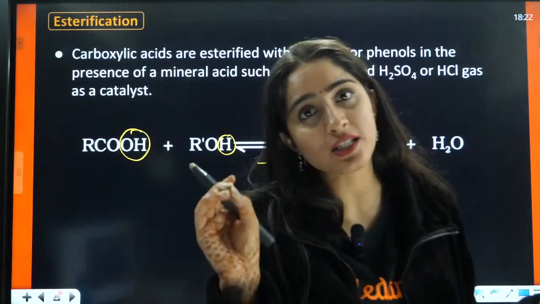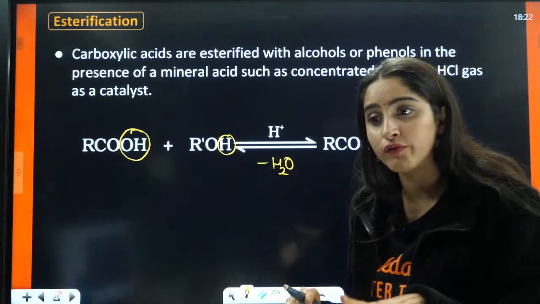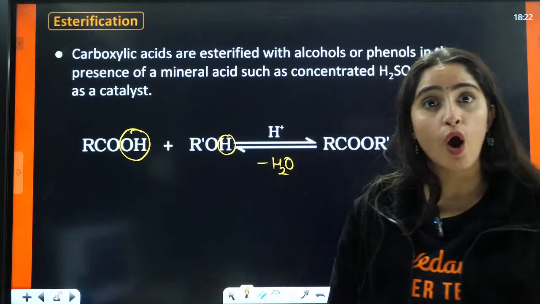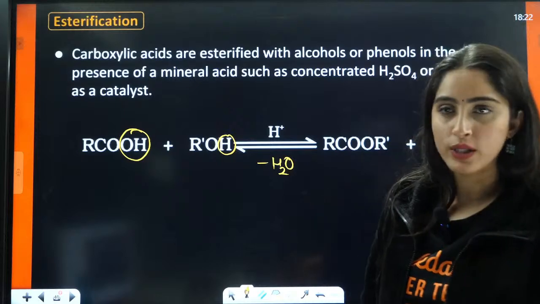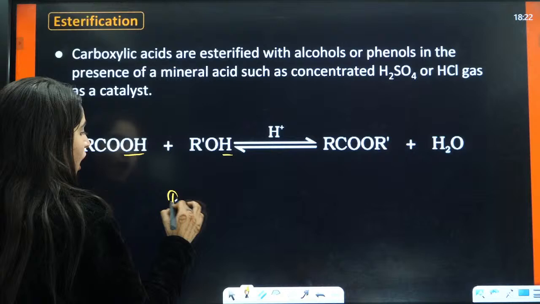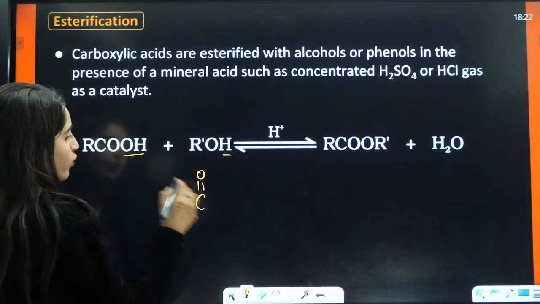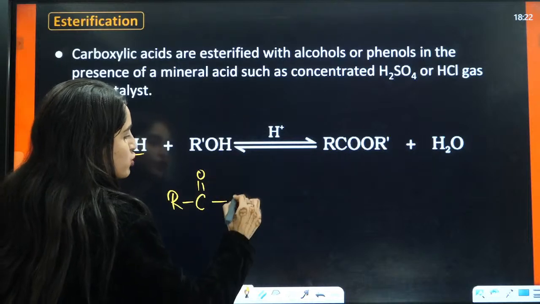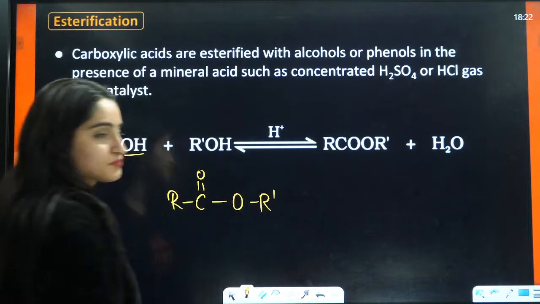Cramming the full mechanism is not important for you. What is important is to understand that here OH will leave and here H will leave. From the carboxylic acid, OH is going to leave, and hence you will have RC double bond O. Here you had OH, it is going to leave, and you are going to attach OR dash here, right?